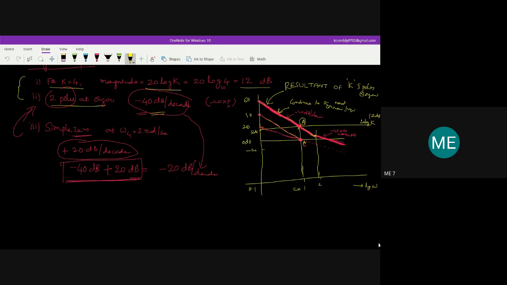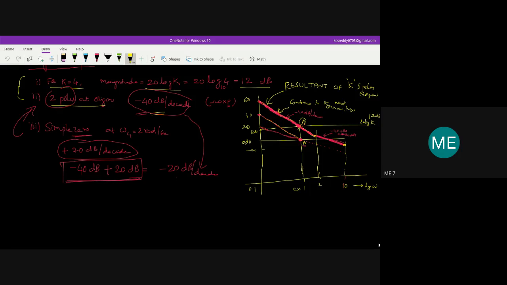So this line has to be continued till where? It has to be continued till the next corner frequency. When is the next corner frequency? That is 10 radians per second. So this is the point where 10 radians per second is there. Up to this point it has to be continued.